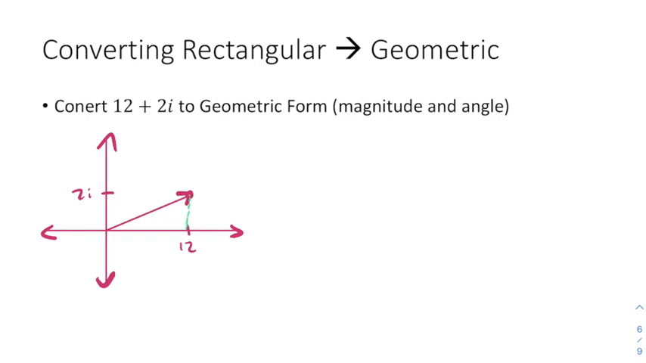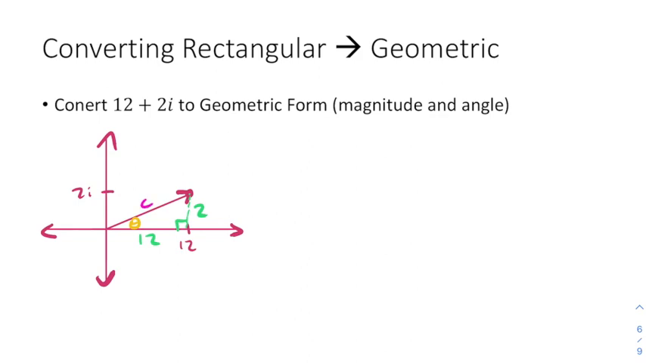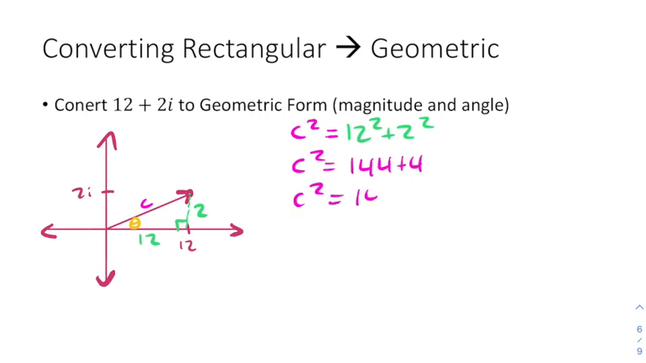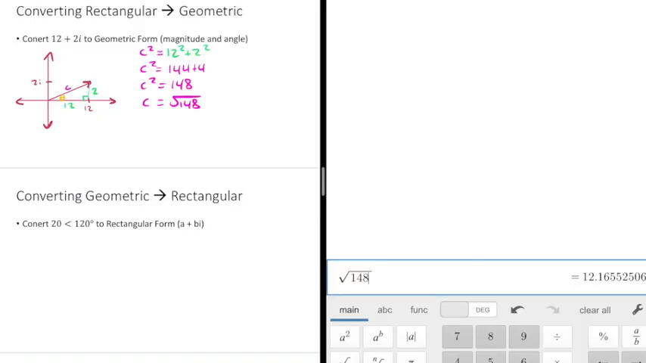If I draw a right triangle right here, I know that its height is 2. This distance from 0 to 2i, since i is basically negative 1, this distance is still 2. And we know this distance from 0 to 12 is definitely 12. We want to know this angle and this side. Well, by the Pythagorean theorem, we can say c squared equals 12 squared plus 2 squared. So c squared equals 144 plus 4. c squared equals 148. So c equals the square root of 148, or approximately 12.17.